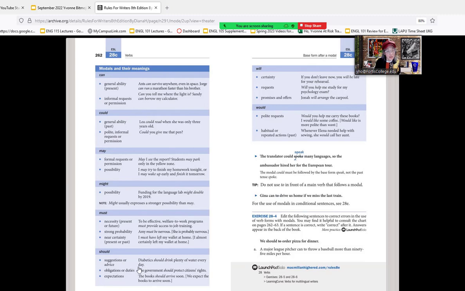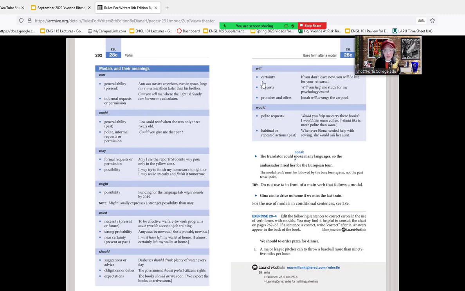Suggestions or advice. Diabetics should drink plenty of water every day. Obligations. The government should protect citizens' rights. Expectations. The books should arrive soon. Certainty. If you don't leave now, you will be late for your rehearsal. Requests. Will you help me study for my psychology exam? Promises and offers. Jonah will arrange the carpool.